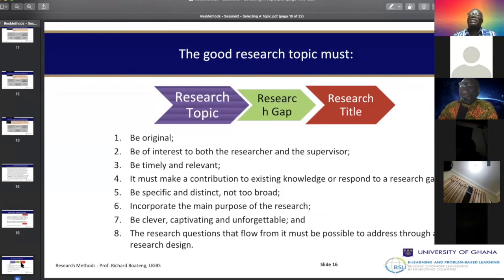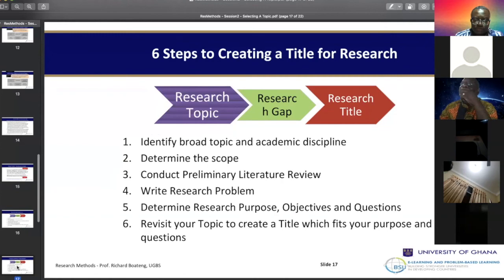So whenever you are writing your title, we look for these components. I'm not saying that all titles have all these components in them, but the better titles have these components in them, at least the topic and then the context where it is taking place, and the sub-theme he's looking into. Okay. So we expect that as you are forming your title, you should think about the fact that whatever you end up choosing has to be of interest to both you and your supervisor. It should be specific and distinct, not too broad. It should incorporate the main purpose of the research. It should be captivating and unforgettable, and your research questions should come out of it. These are some of the things I'll be teaching you as we go on in the future sessions.